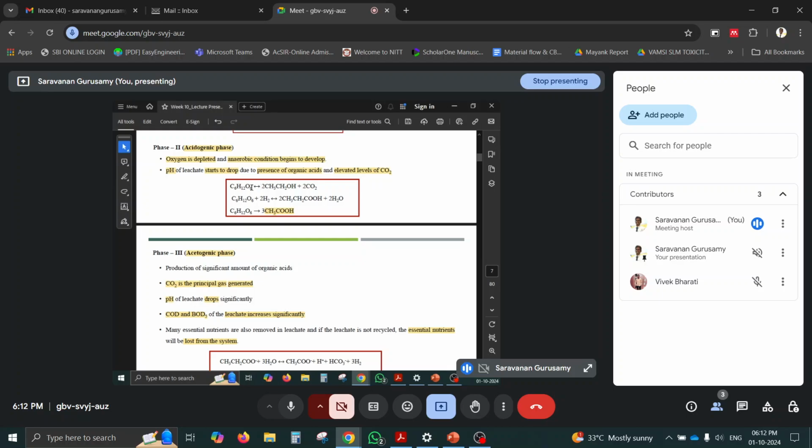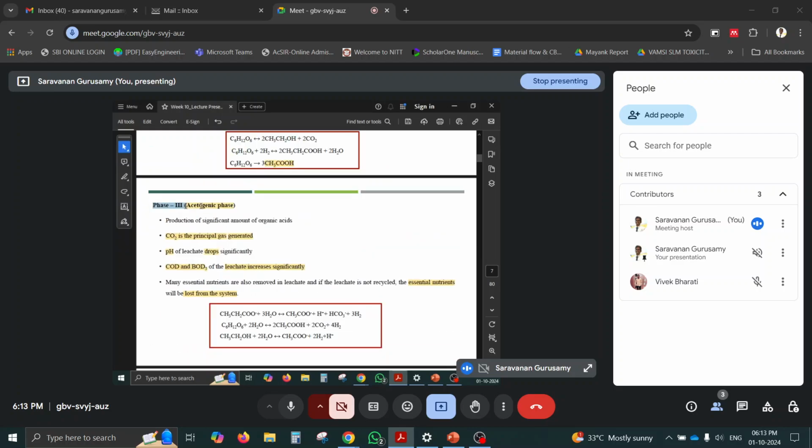So all the simple organic compounds are converted into acid forms. In the third phase, that is called the acetogenesis phase, all the acids will be converted into acetic acid, that is CH3COOH. So in the second phase acid will be formed, and in the third phase acids will be converted into acetic acid. Here CO2 is the principal gas generated. We are going to discuss only the landfill gas generation in these four phases.